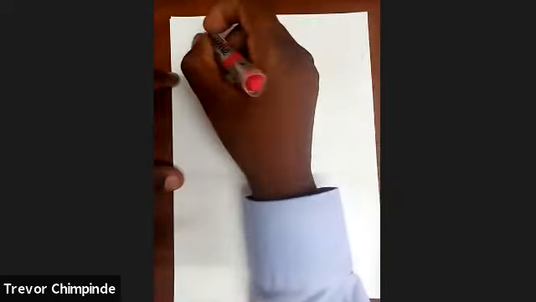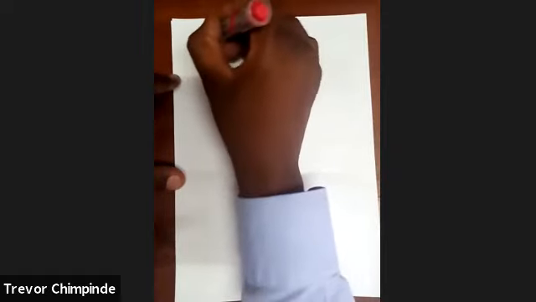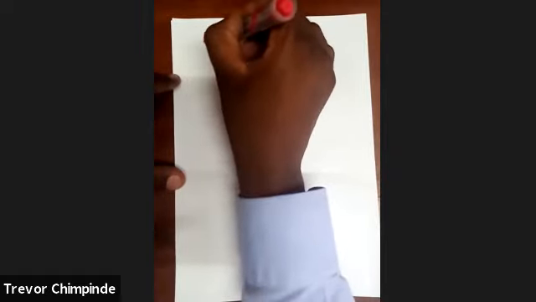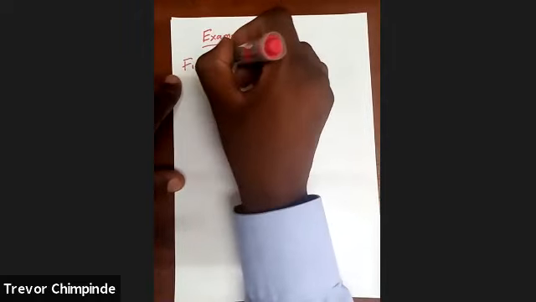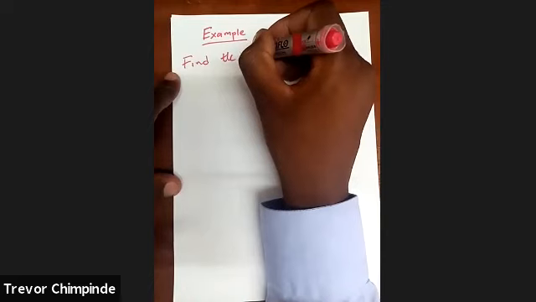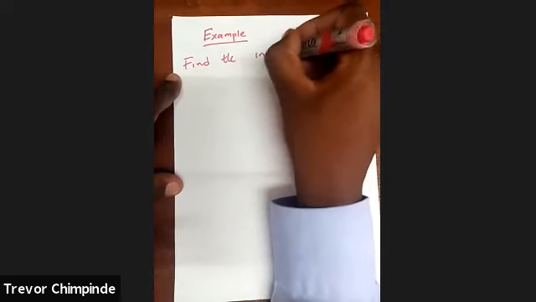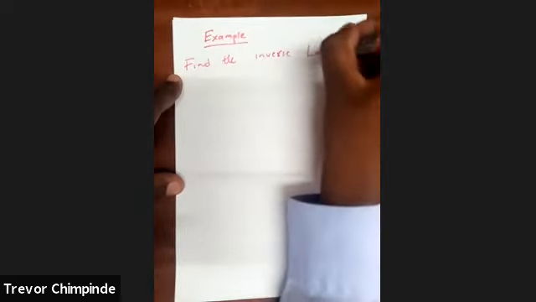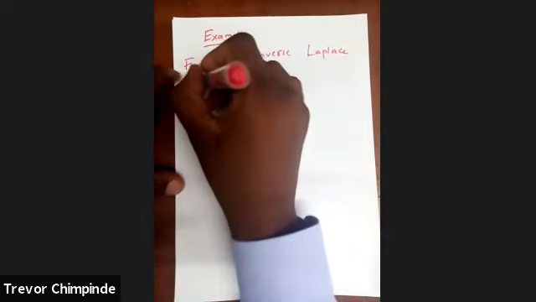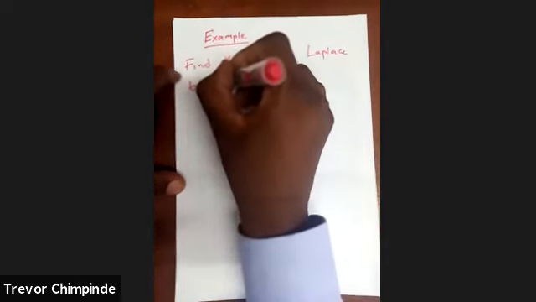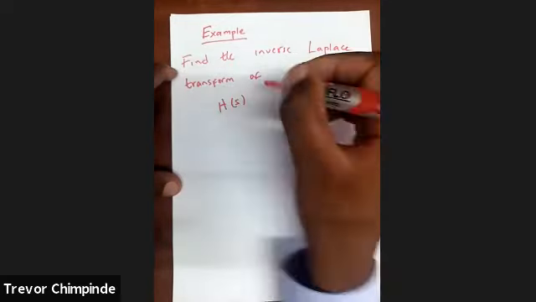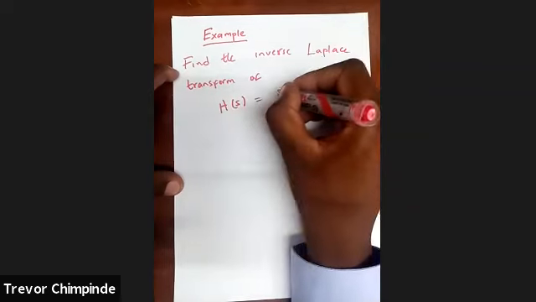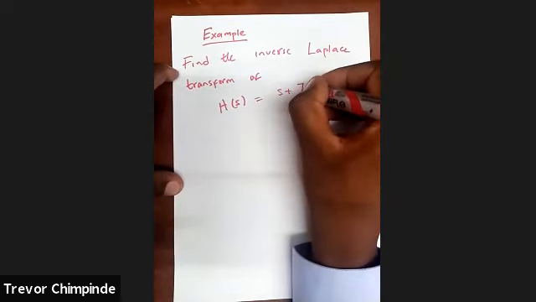I've got a meeting at 15, so I suggest we do one more example and then call it quits for today. The example is: find the inverse Laplace transform of, let's use another letter, capital H of s equals s plus 7 over.